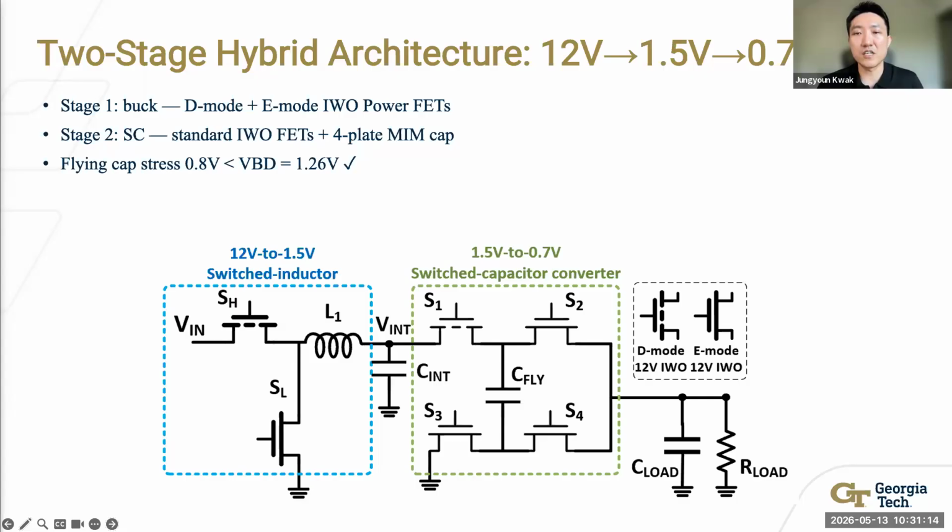Stage two is a 2 to 1 switched capacitor converter on the right. Four standard indium tungsten oxide transistors form the switch network. To achieve high power density, the switched capacitor stage needs a high density flying capacitor. Because the flying cap only sees about 0.8 volt peak, we can use a much thinner and denser film than the high voltage superlattice used in our prior work. The next two slides explain this capacitor choice in detail.